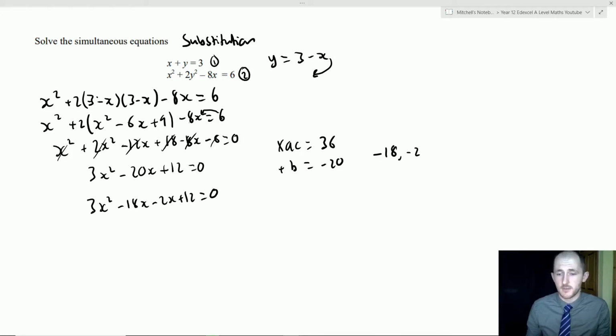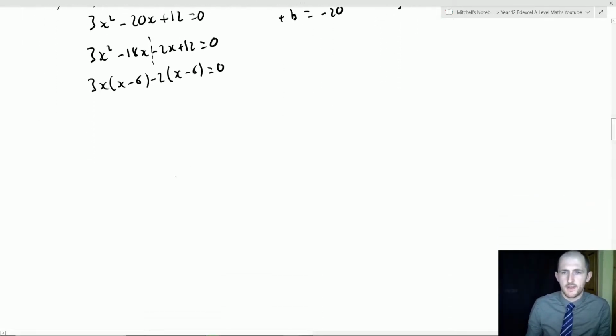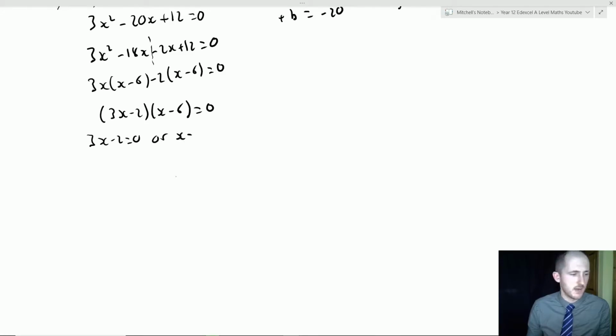Factorize the first 2 terms: 3x, x minus 6. And then we need to make sure it's the same, so we need to take out minus 2, x minus 6 equals 0. It's a bit tedious, I know. 3x minus 2, x minus 6 equals 0. So our 2 solutions are going to be either 3x minus 2 equals 0 or x minus 6 equals 0. So we have x is either equal to 2/3, by adding 2 and then dividing by 3, or x is equal to 6.